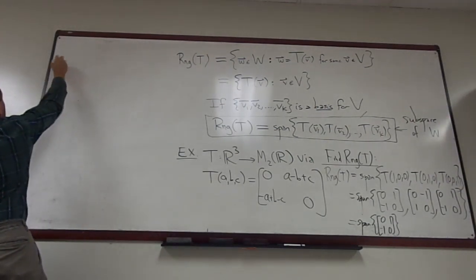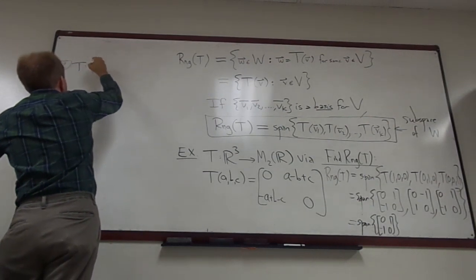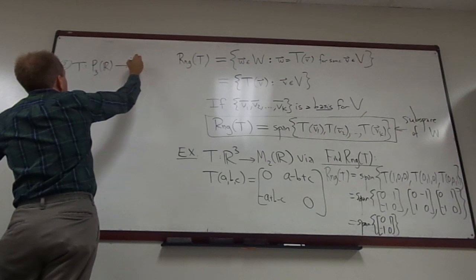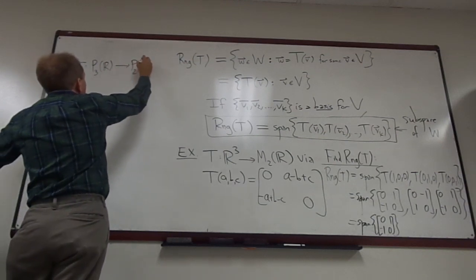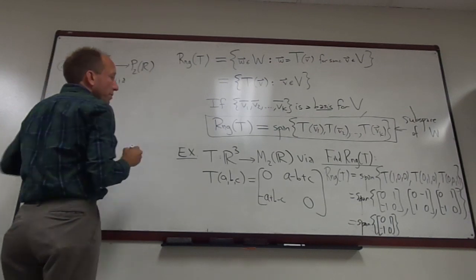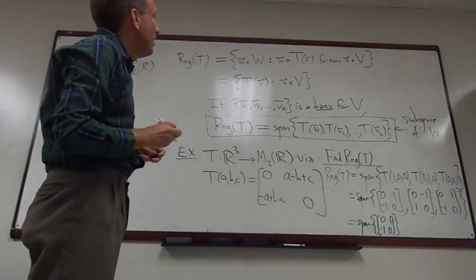Let's see if I can remember. I think we did one T from P3 of R to P2 of R via, oh, you know what, before I go on to that, one last thought about this example.